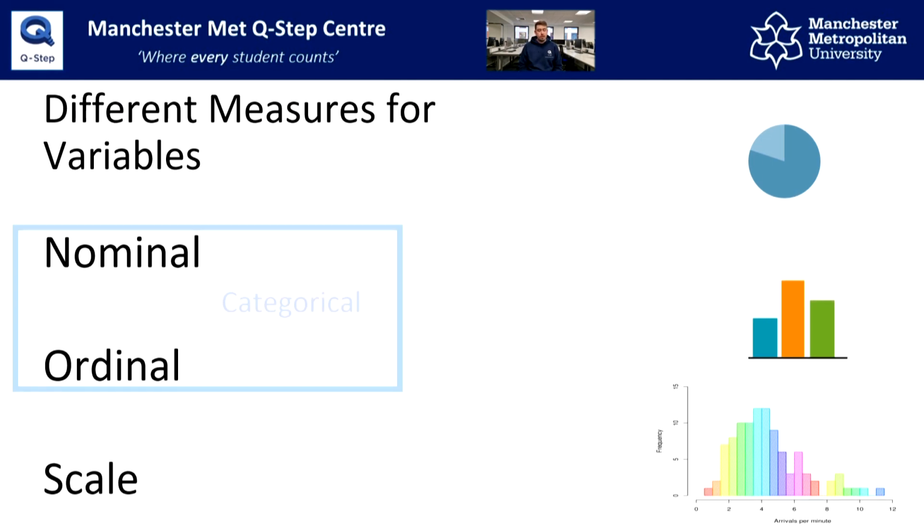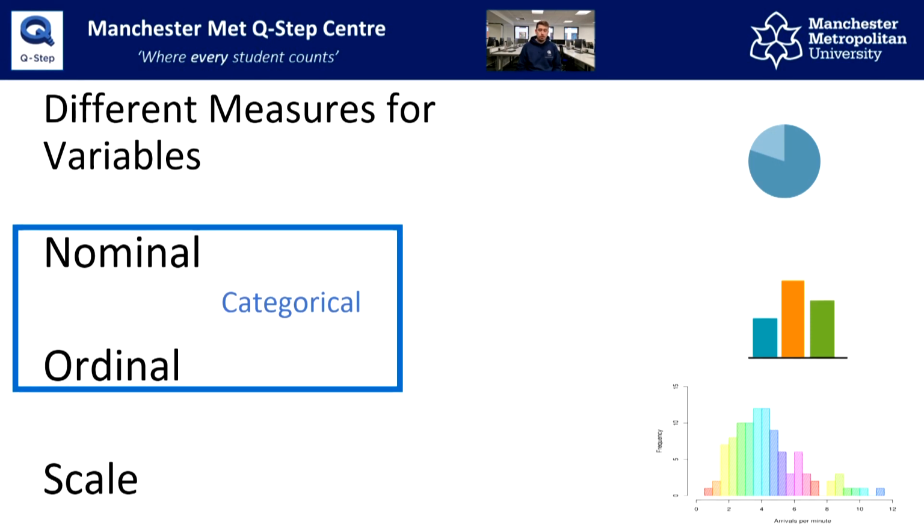So the first 2 words that we're going to talk about are nominal and ordinal. They are both regarded as categorical. Nominal is when you have no hierarchy in your categories, and ordinal is when there is a hierarchy, you can go highest to lowest. Scale is when there's no categories.